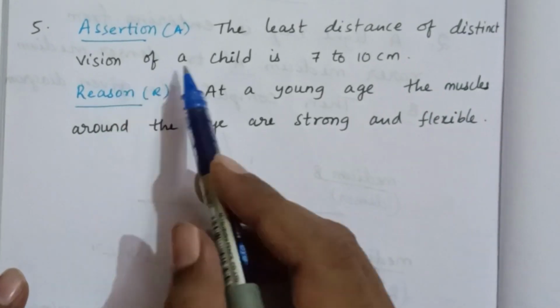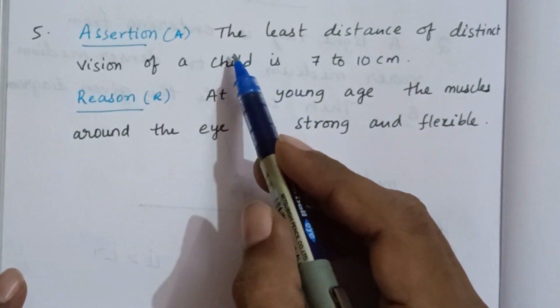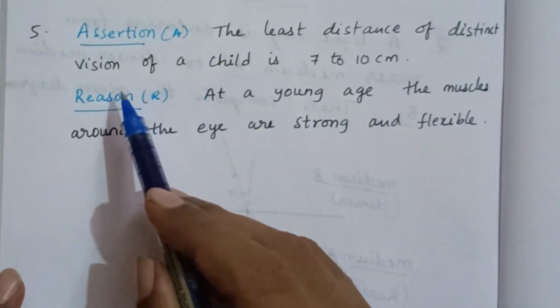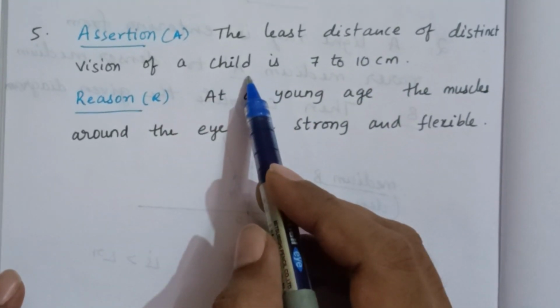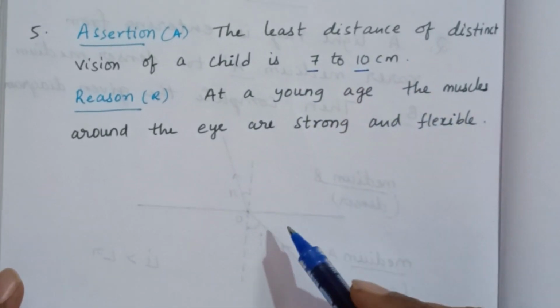Next question, assertion and reason. Now the question is the least distance of distinct vision of a child is 7 centimeters to 10 centimeters.